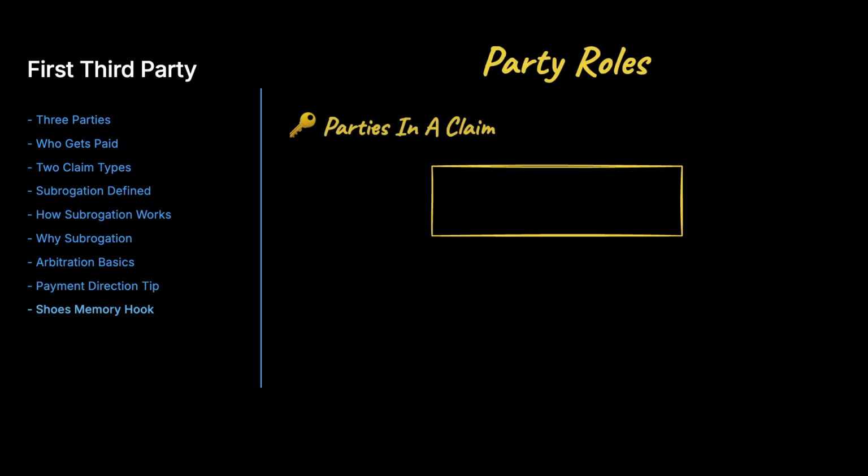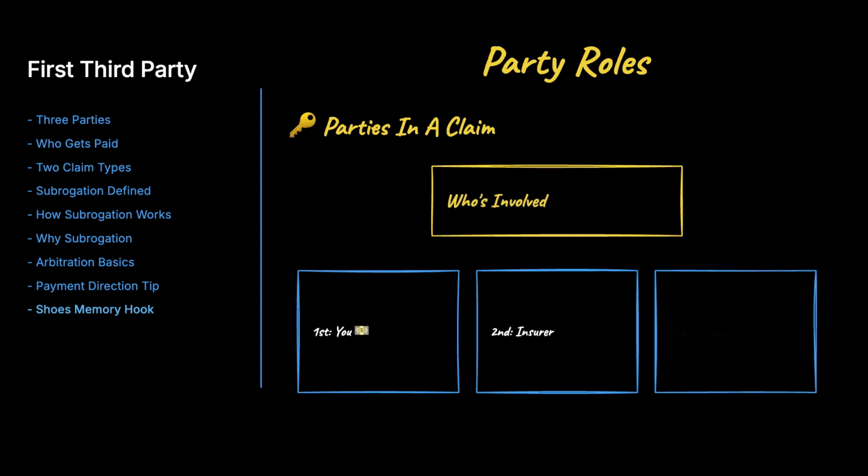Here's a memory hook that sticks. Count yourself as first, your insurer as second, and the stranger you bumped into as third. First party, your stuff. Third party, their stuff. For subrogation, picture your insurer stepping into your shoes and walking over to collect from the driver who hit you.